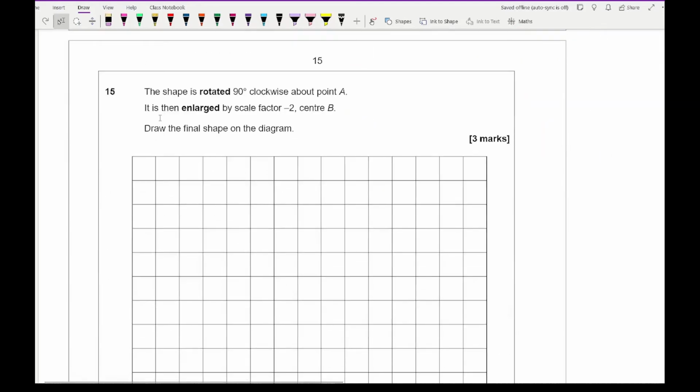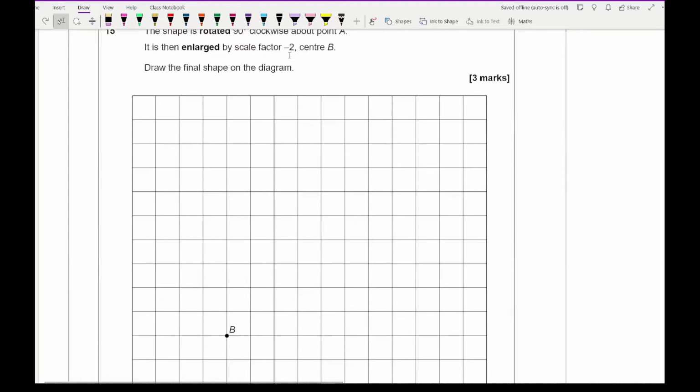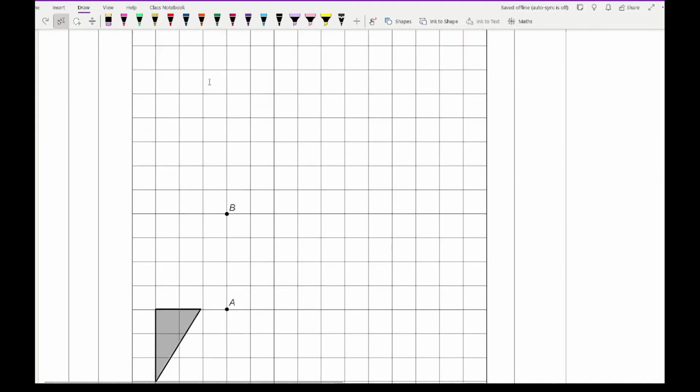Now the next question then says, the shape is rotated 90 degrees clockwise from point A and is enlarged by a scale factor of -2 from centre B. Draw the final shape on the diagram. Now this, obviously you're going to need to use some tracing paper. So first things first, what you want to do is rotate this shape 90 degrees clockwise from point A, and what you should have is your triangle looking something that looks like this. And again, you should be using a ruler.